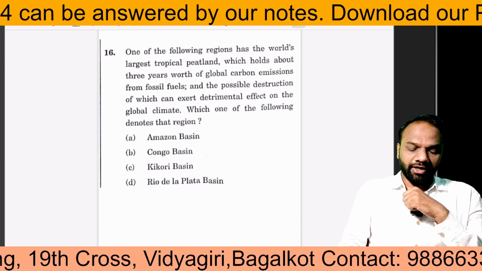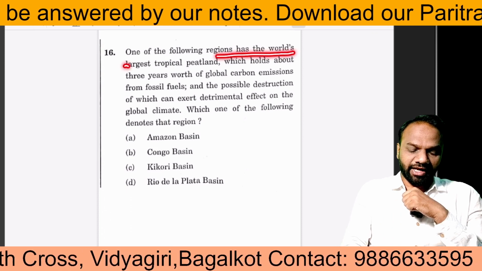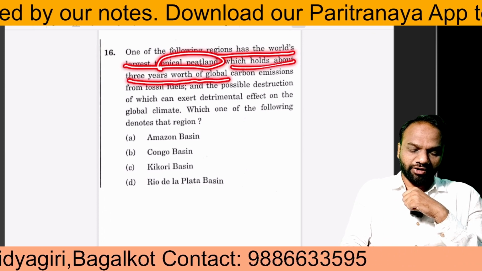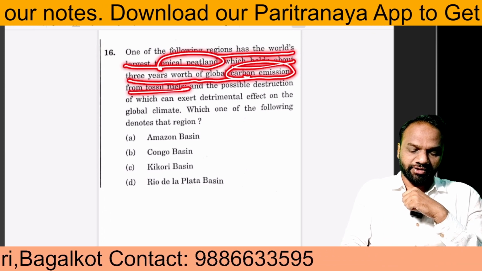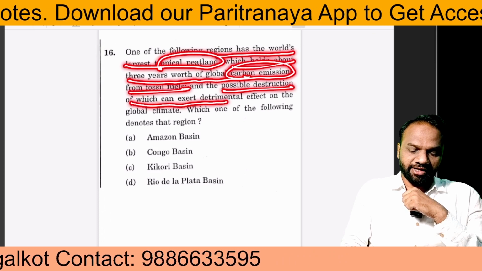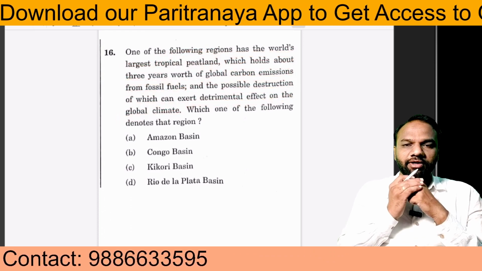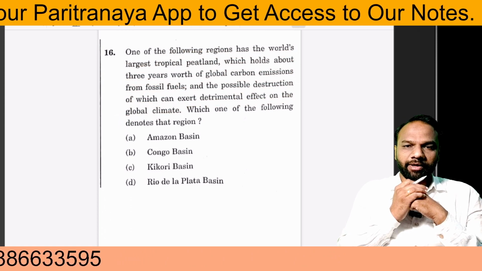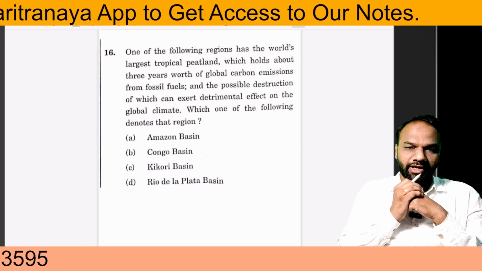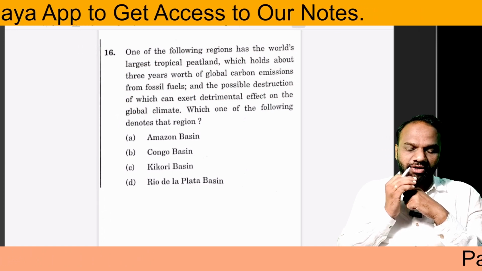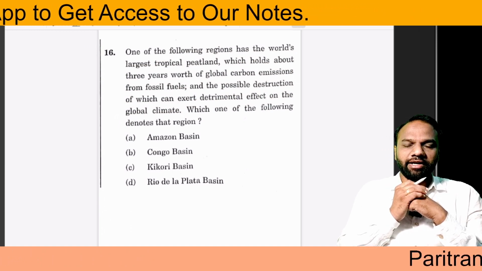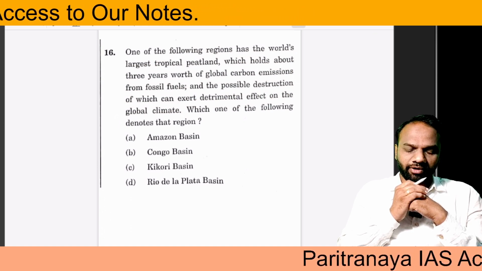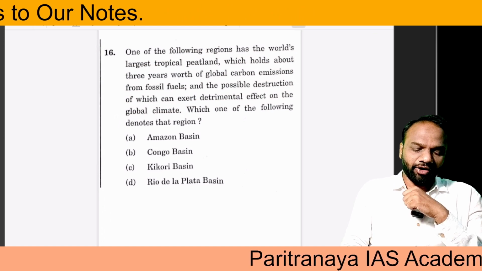Next, one of the following regions has the world's largest tropical peatland, which holds about 3 years' worth of global carbon emissions from fossil fuels, and the possible destruction of which can exert a detrimental effect on the global climate. Peatlands are important reservoirs of carbon, so they play a very important role in controlling global warming. If these peatlands are destroyed, it will lead to a lot of carbon dioxide emission, and it will contribute significantly to global warming. Hence, these peatland topics are important.